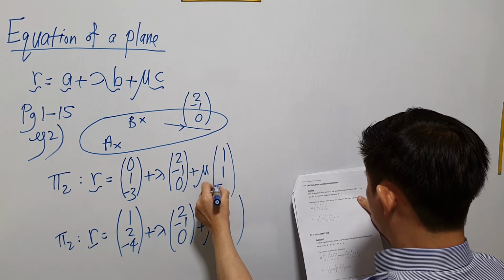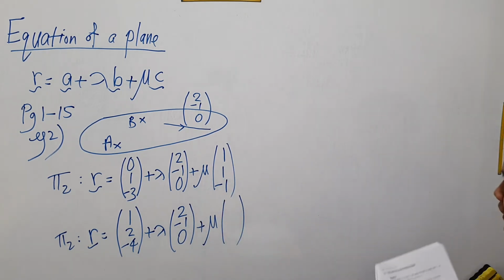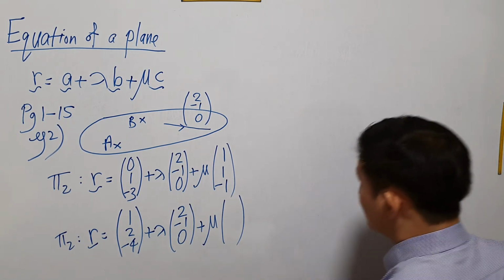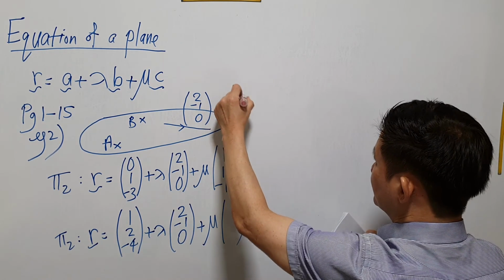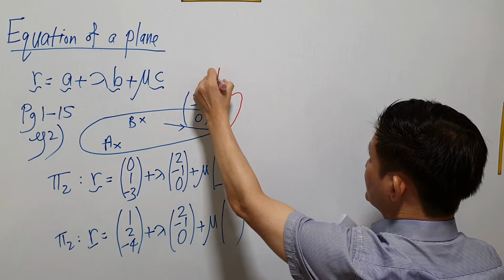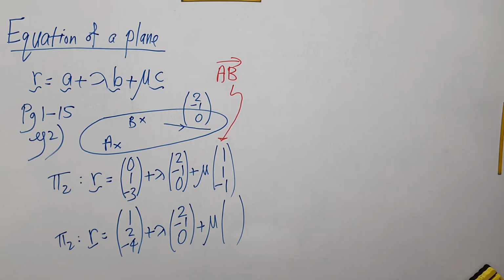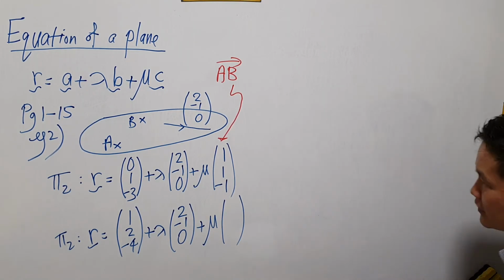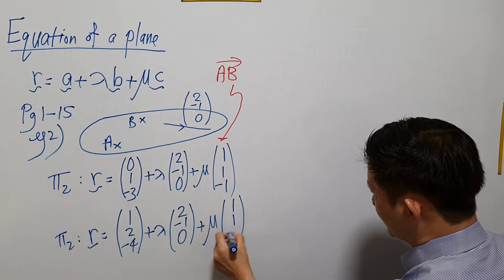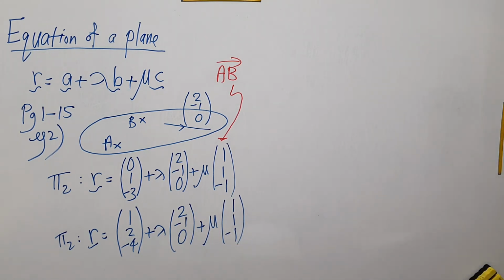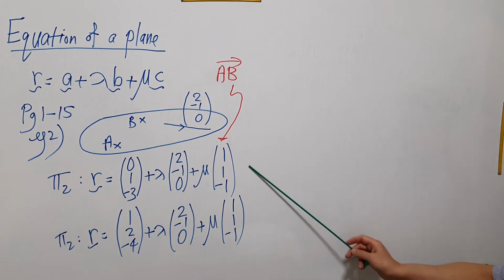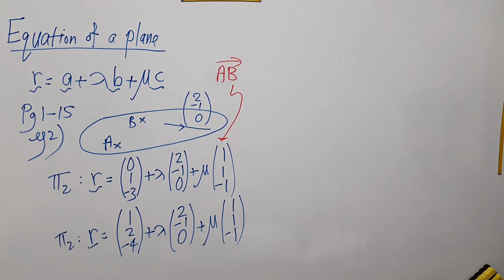minus OA. Let me make a remark: I'm using the vector AB for this purpose. AB is just OB minus OA. So I could again use it for the second version. So here we are, the equation of pi2. You see here that there are two possibilities, 1 and 2. They are equivalent forms of the same plane pi2.